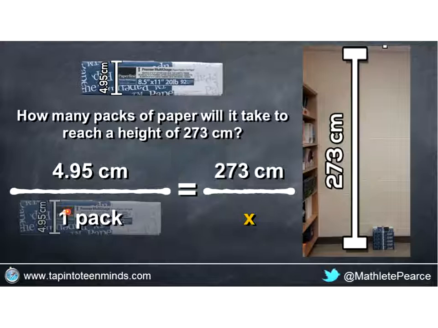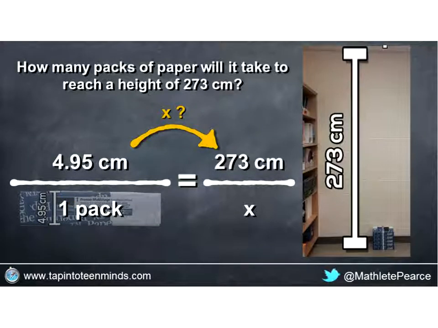And when we organize it in such a way, what we end up with is the opportunity for students to be introduced to the concept of opposite operations. If 4.95 times some number is equal to 273, then it makes sense that 273 divided by the original number will give us this multiple right here, okay?